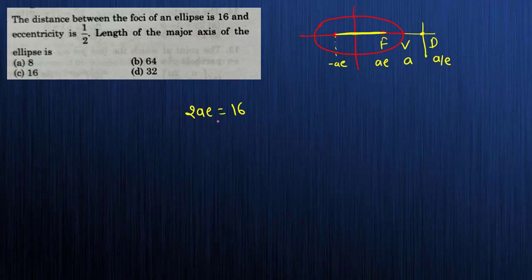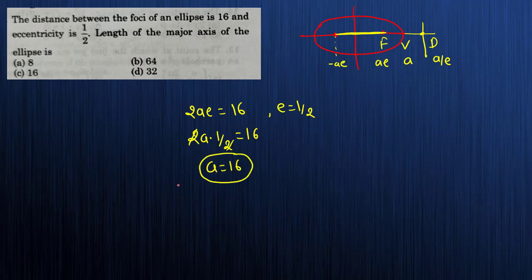So 2ae is equal to 16, they have given. And eccentricity e is equal to 1 by 2, they have mentioned. So just substitute e here. So 2a into 1 by 2 is equal to 16. So the 2s cancel. So a becomes 16. a is 16.